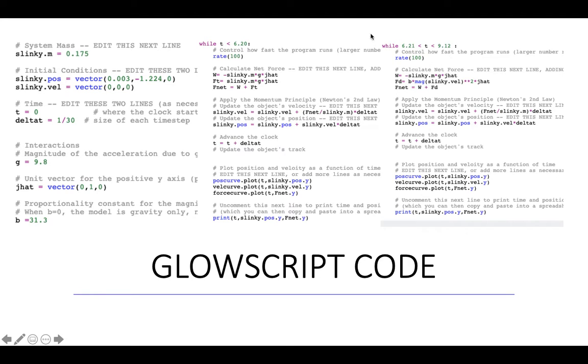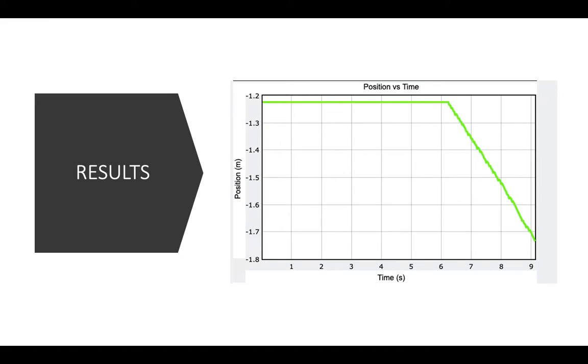The only difference between the first while loop and the second while loop is that in the second while loop we set the net force equal to the gravity force plus the drag force. So this is the result.